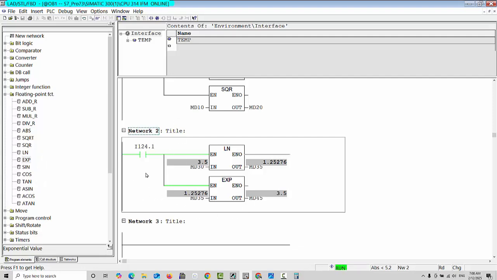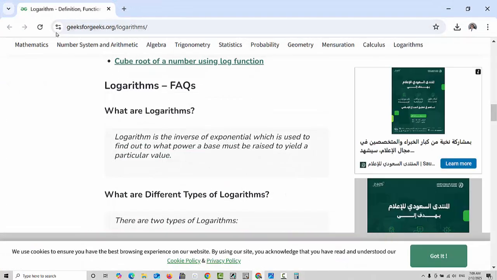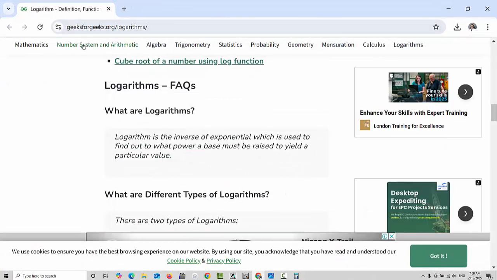And for logarithms, if you would like to read completely what the meaning of logarithm is and how it is used, you can simply go to a website. This one is a very good website. Here you can see the logarithm FAQs. What are logarithms? A logarithm is the inverse of an exponential, which is used to find out what power a base must be raised to yield a particular value.